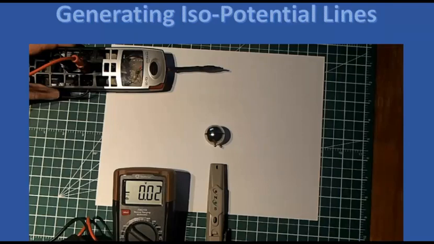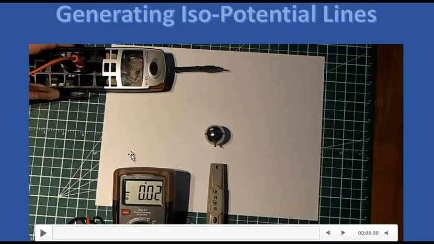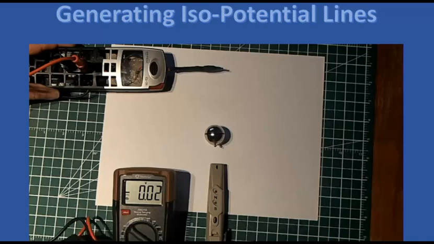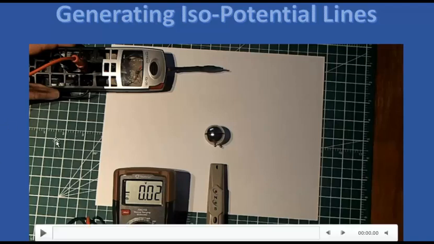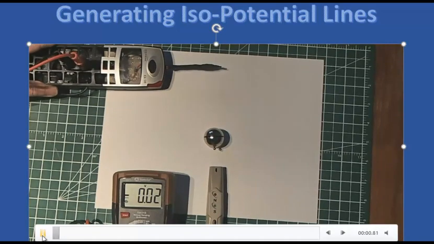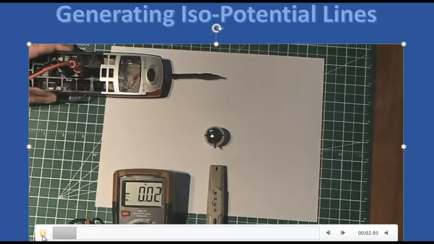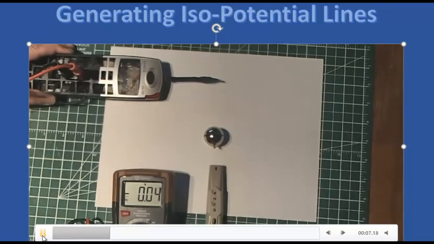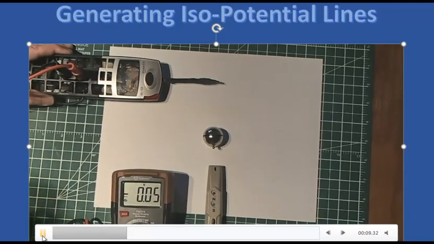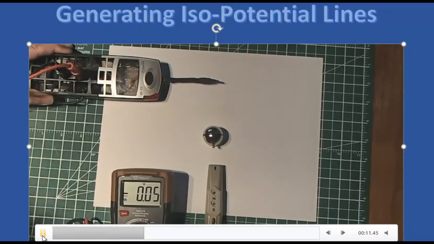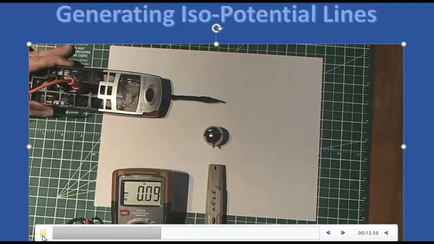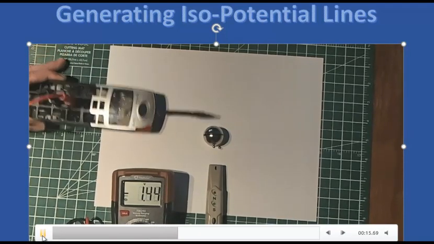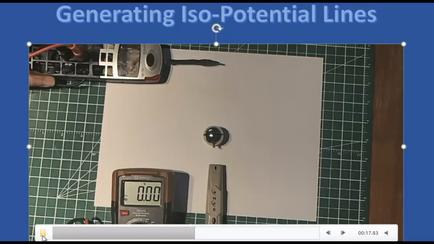Okay, so here's a little video I made where I show what I'm going to do to generate the isopotential lines. I'm just going to play it a little bit. Basically, what I do is I come in toward the magnet slowly, and I'm trying to stop at minus 0.06. You can see as I get closer, the numbers get bigger.